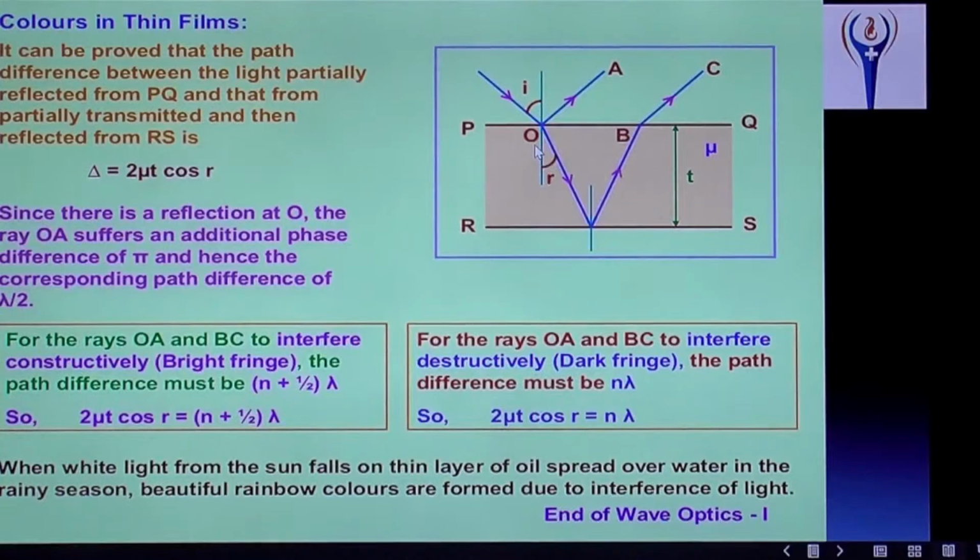Colors in thin film. We may observe in the rainy season that there is color in the stagnant water on the road. The colored film is because of interference. Delta equals 2 mu t cos r, where delta is the path difference, mu is the refractive index, t is the thickness of the oil film, and r is the angle of refraction. Similarly, 2 mu t cos r equal to (n plus 1/2) lambda is the condition for a bright band, and 2 mu t cos r equal to n lambda is the condition for a dark band.